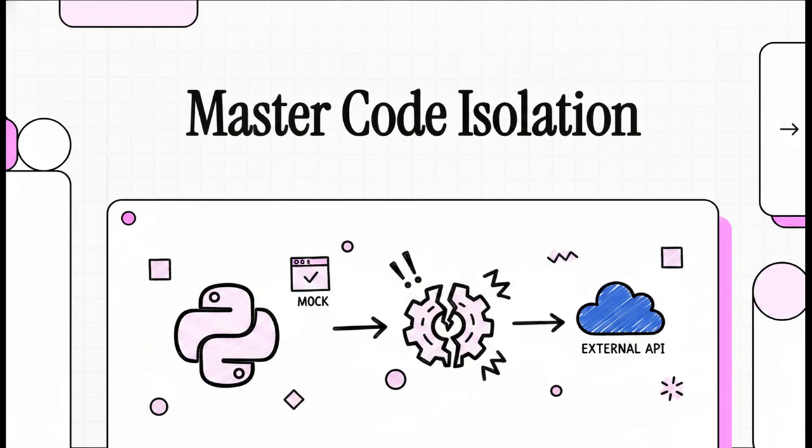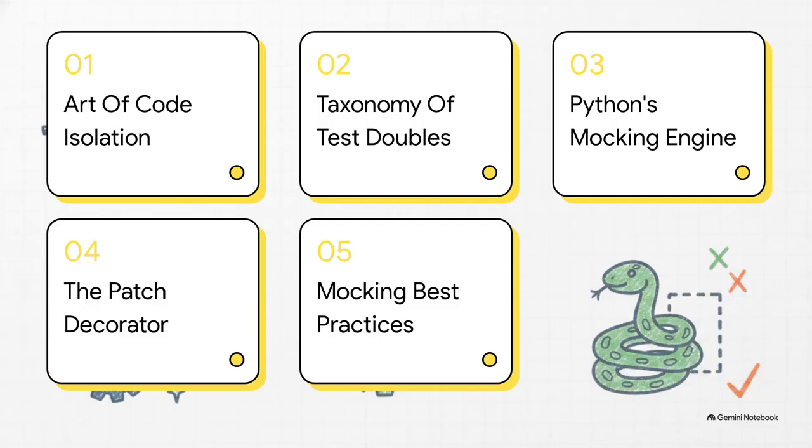Today, we're going to learn how to completely master code isolation and stop those flaky tests dead in their tracks. How? By figuring out exactly how Python's mocking engine actually works under the hood. Okay, let's take a quick look at our roadmap.